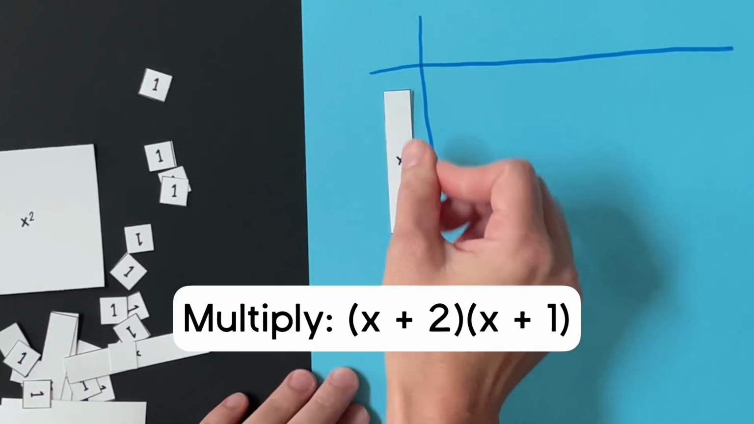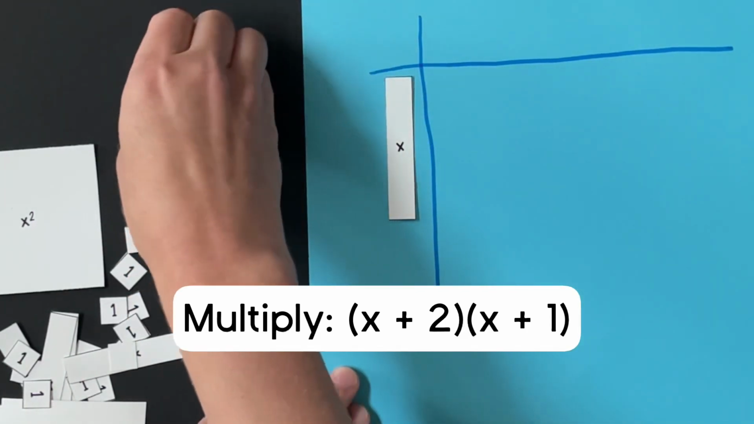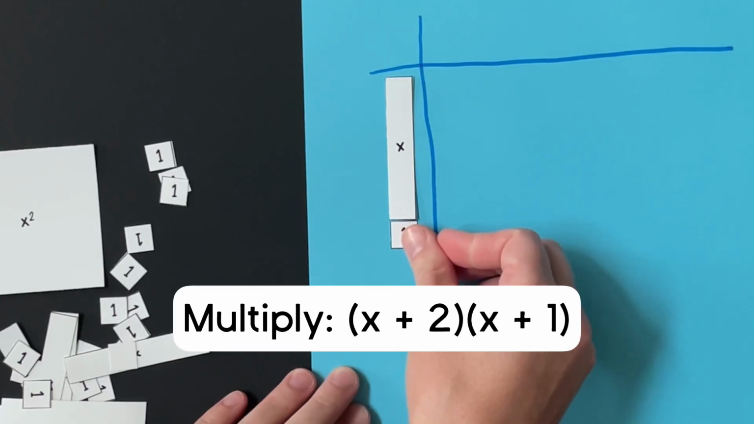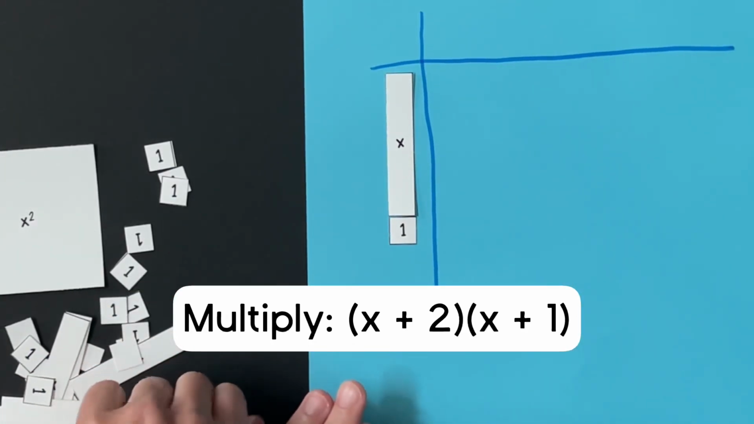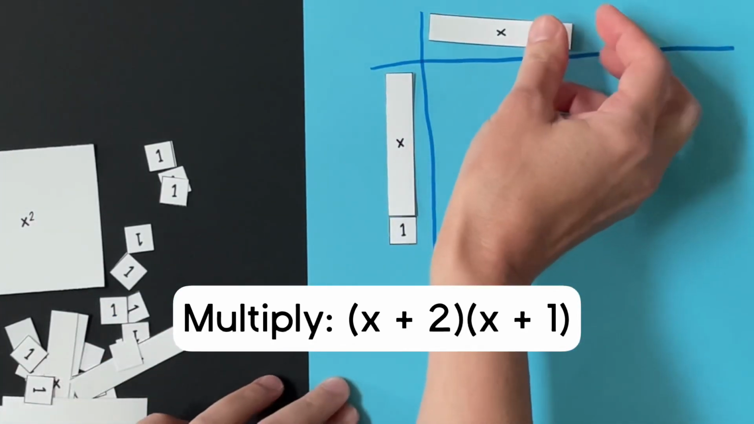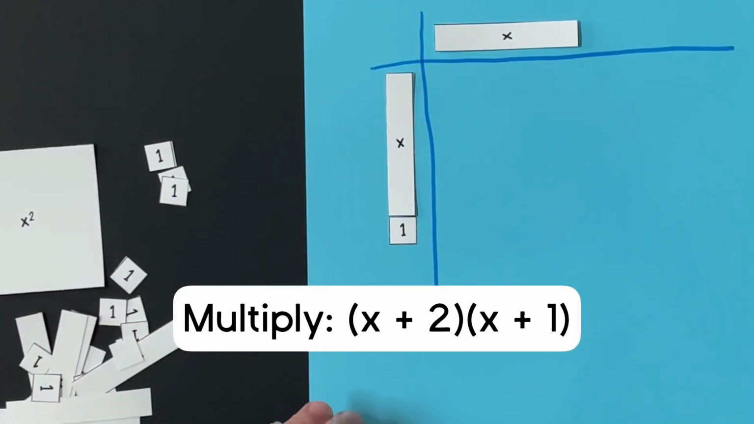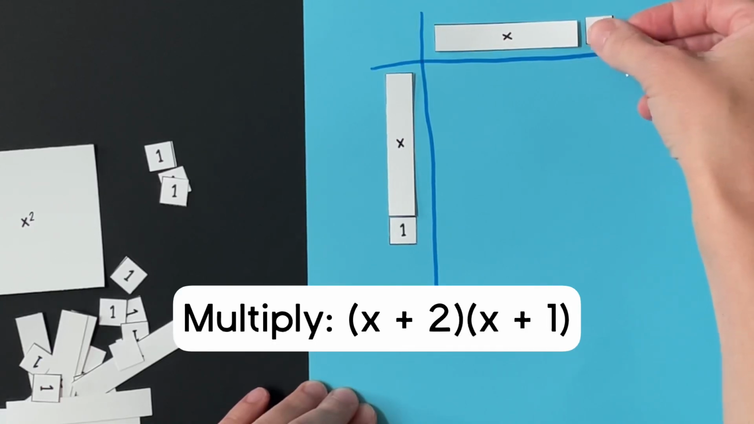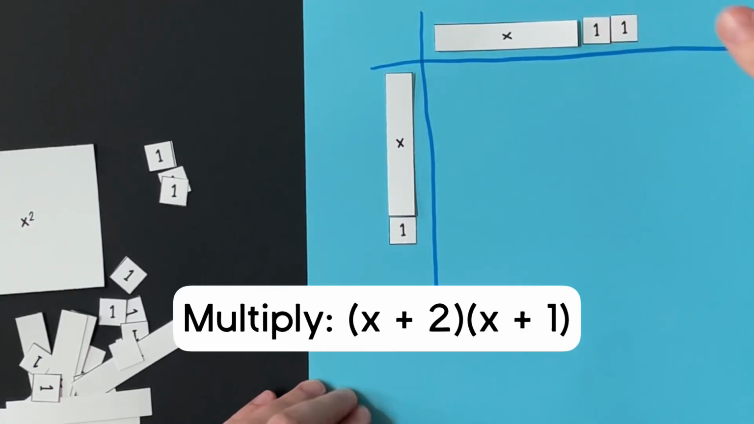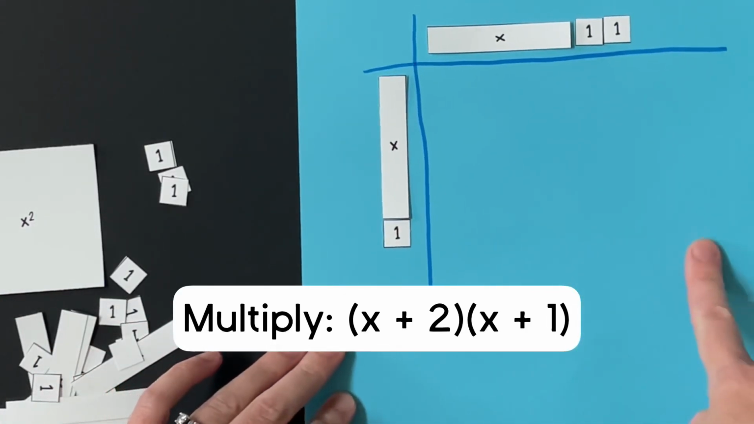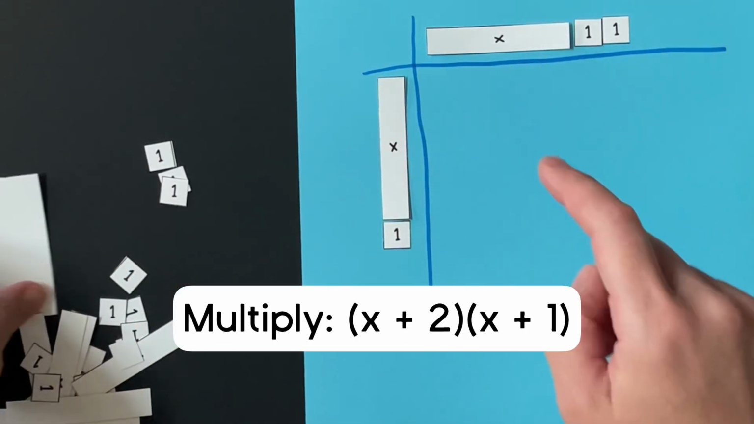So if we want to multiply x plus 2 times x plus 1, we're going to set it up with our dimensions along the top and the side here, and then when we fill in the area, that is going to be our solution. When we multiply these two binomials, the product is the area that we find inside. Pause here if you want to try it out.